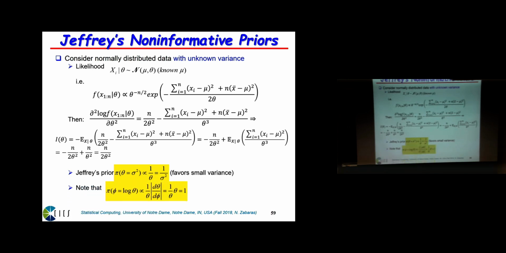And if you change coordinates and you go from theta to log of theta, then the probability of log of theta becomes the uniform distribution. But this is what I want you to remember. The non-informative prior for the variance is 1 over sigma squared.